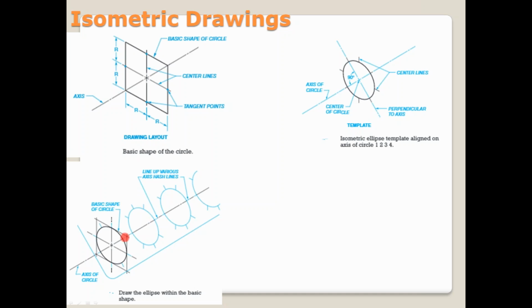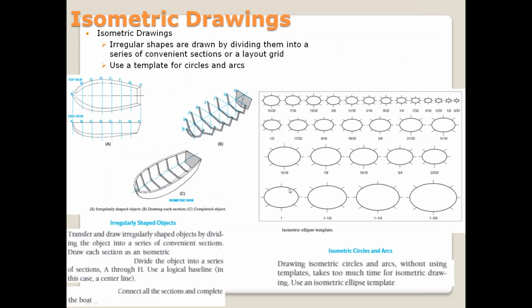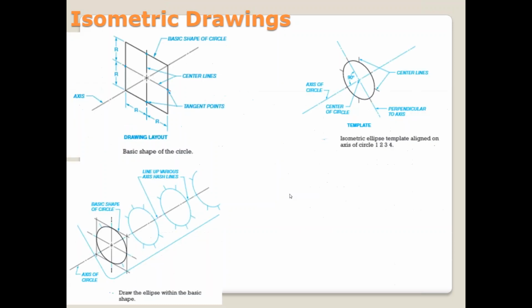Once you create that, you can use your ellipse template and line up with the hash line. See, all this hash line here, you can line that up with the template, put it right here, and draw that ellipse onto this basic shape of the circle.